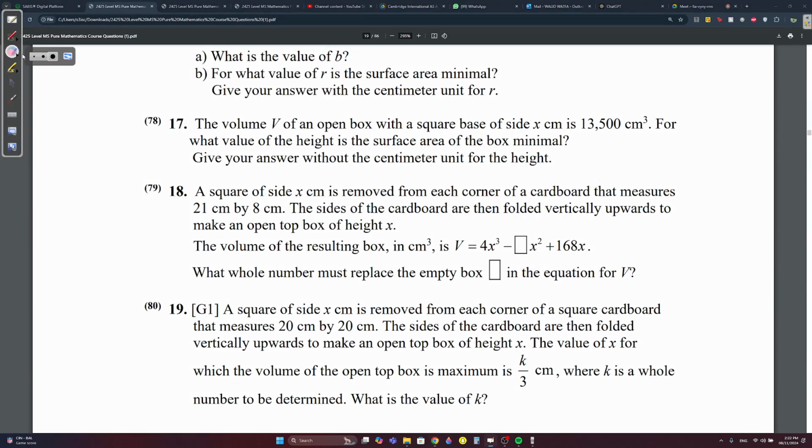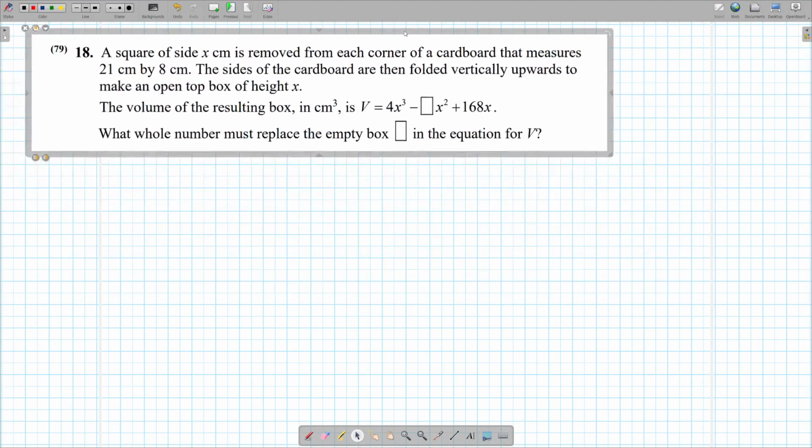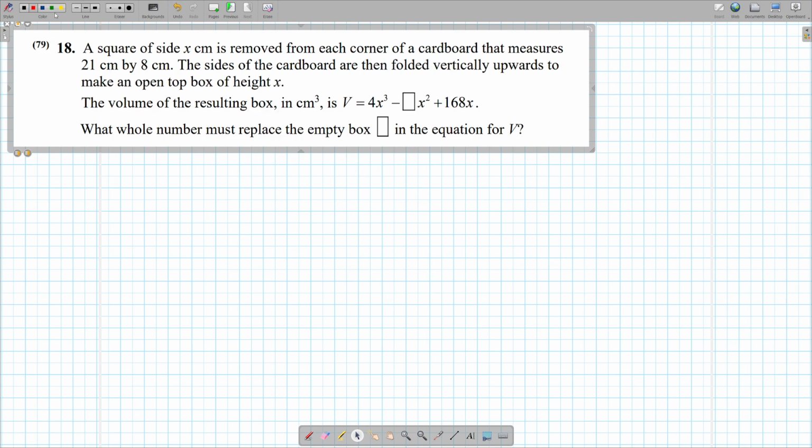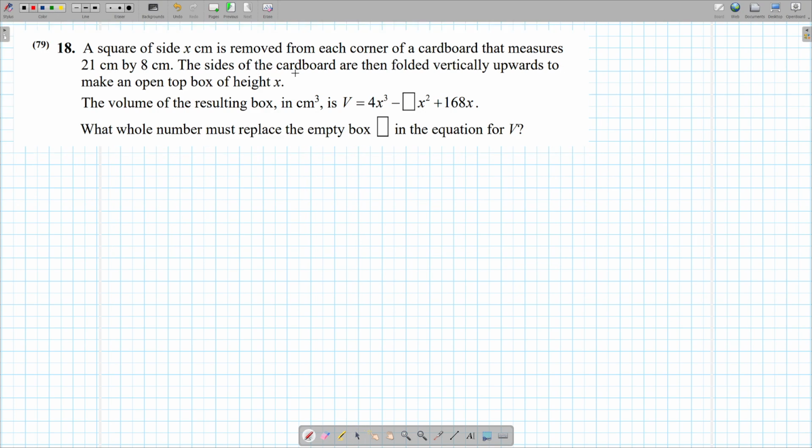Okay, a square of side x is removed from each corner. This is the famous question. It comes all the time. I think you might get this one or something like this. And I haven't really looked at the tops yet. But a square of side x is removed from each corner of a cardboard that measures 21 by 8. And we're going to draw it so you can understand a bit more.